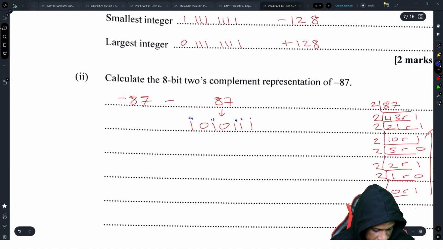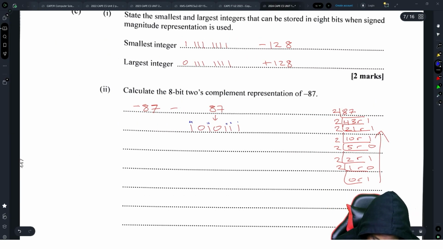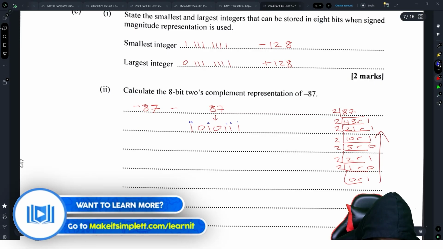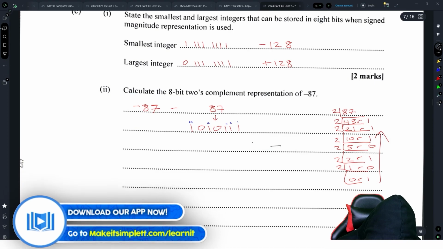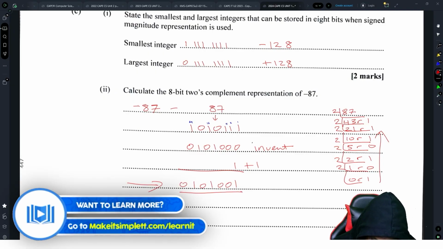I don't know if they allow you to carry a calculator into the exam, but I think you should be able to. So we convert it, and then we have to invert it, which will be 0 1 0 1 0 0 0. And then add 1, which gives 0 1 0 1 0 0 1. Do I have to change back the first bit? Oh no, it's 8 bits. I forgot the 8th bit.